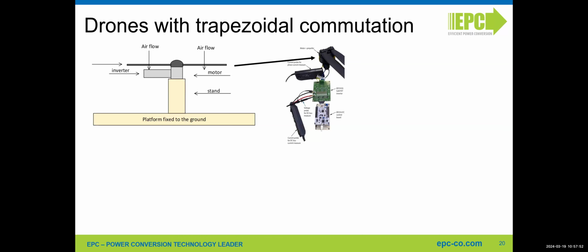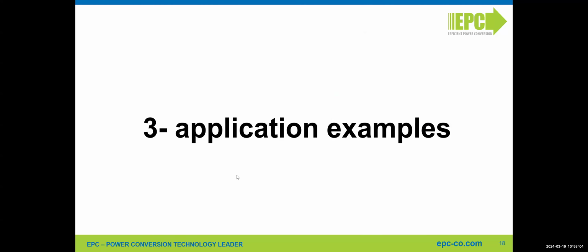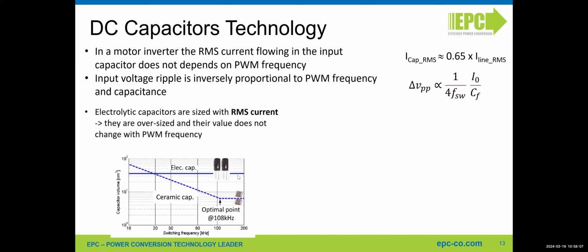Okay, thank you, Marco. Then one more question. The DC link capacitor that I mentioned is not related to switching frequency, but is only based on the factor 0.65 times RMS current of the phase currents. So increasing the switching frequency will not reduce the number of DC link capacitors for the same phase current?